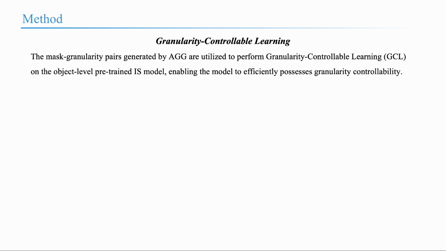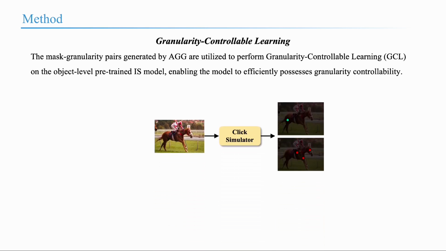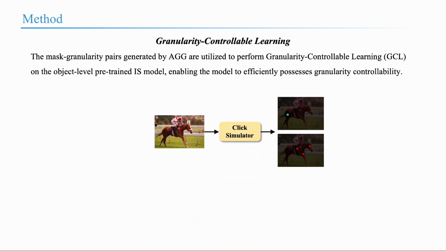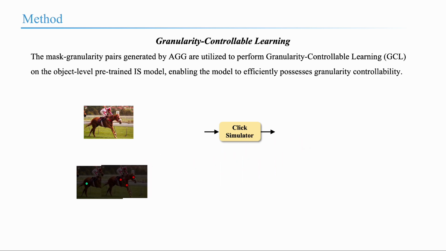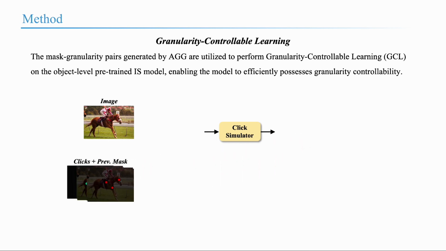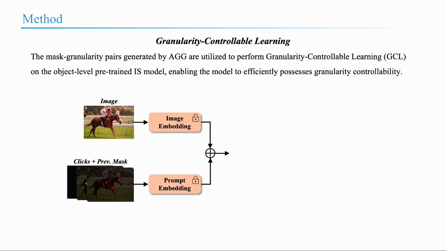Based on the mask granularity pairs generated by AGG, we develop a simple yet efficient granularity-controllable learning strategy, which incorporates the granularity embedding into the input and employs LoRA technology. This enables the IS model to efficiently possess granularity controllability while maintaining the original IS performance without requiring extensive computational cost. We transform the granularity into a learnable embedding as an additional prompt to the IS model.